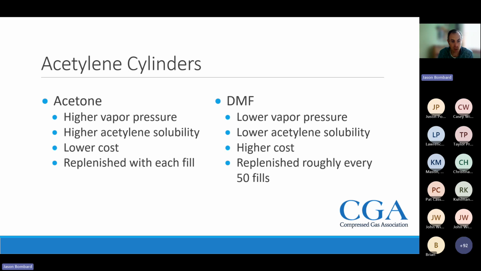DMF, on the other hand, has a much lower vapor pressure. That solubility is lower. It costs more, but you can get roughly 50 fills out of each cylinder. DMF is typically used in applications where you don't want to have to replenish the solvent in the cylinder every time, like in trailers or in bulk bundles of acetylene cylinders.